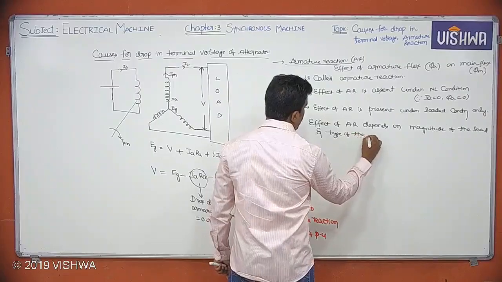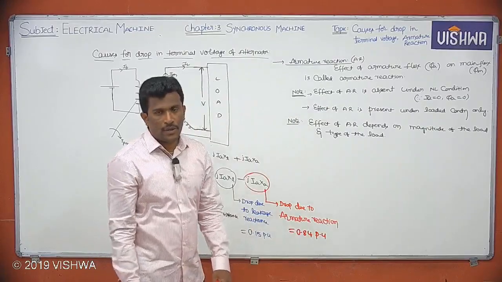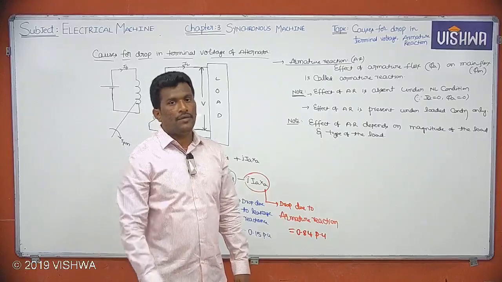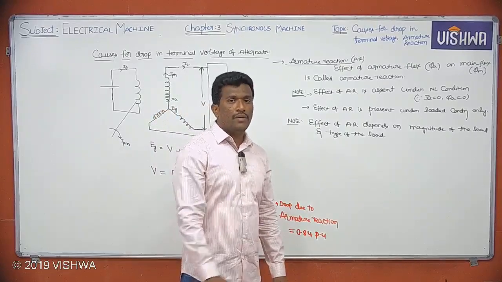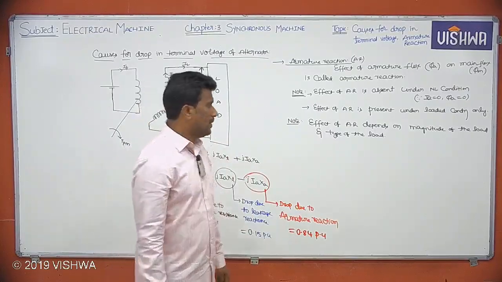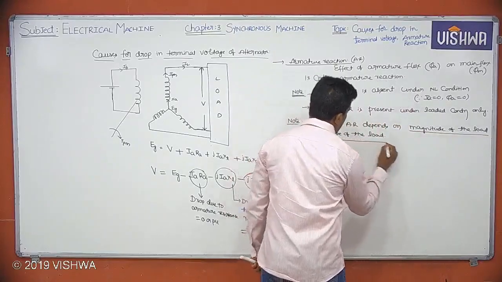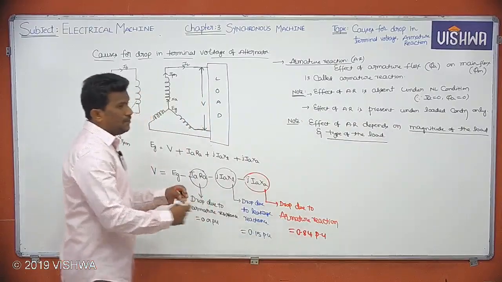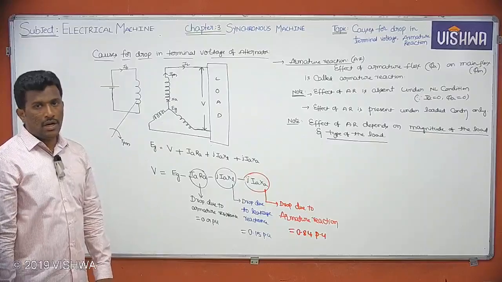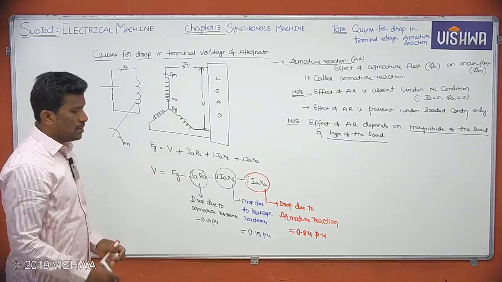Type of the load means, as I told you, if load is resistive load, you will be having one effect. If load is inductive load, one effect. If load is capacitive load, one effect. If load is RL load, one effect. If load is RC load, another effect. So it depends on magnitude of the load and also type of the load. We'll take some different types of loads and see what is the effect of armature reaction under loaded condition in case of alternator. Okay, first note up to this.